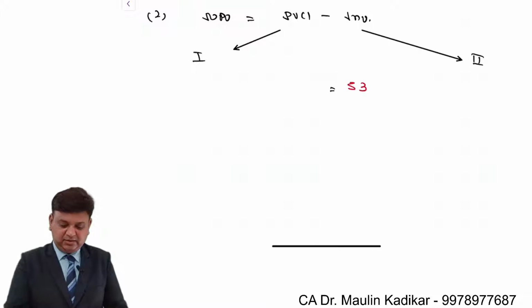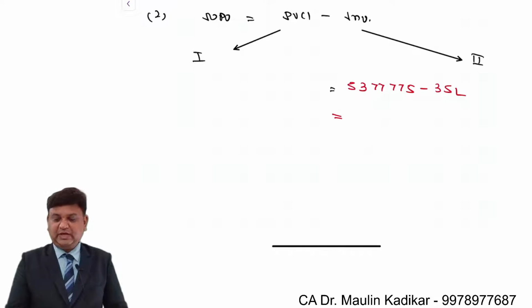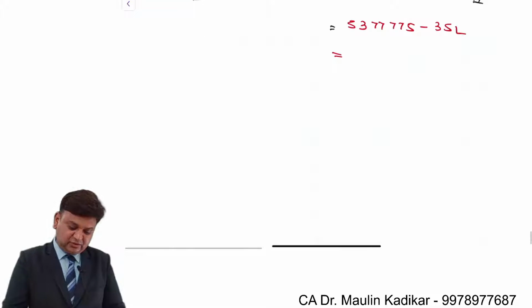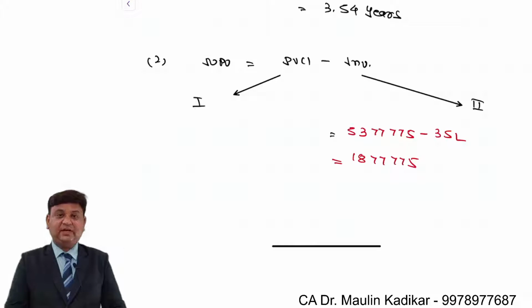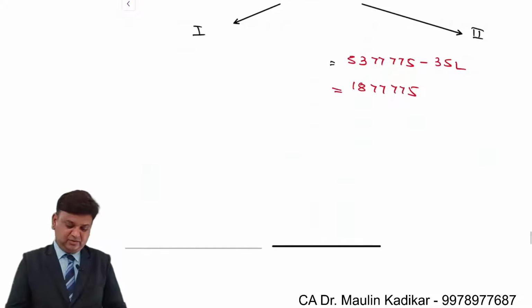53 lakh 77,775 minus investment of 35 lakhs. So NPV is 18,77,775. That is the way NPV for the second option can be found.